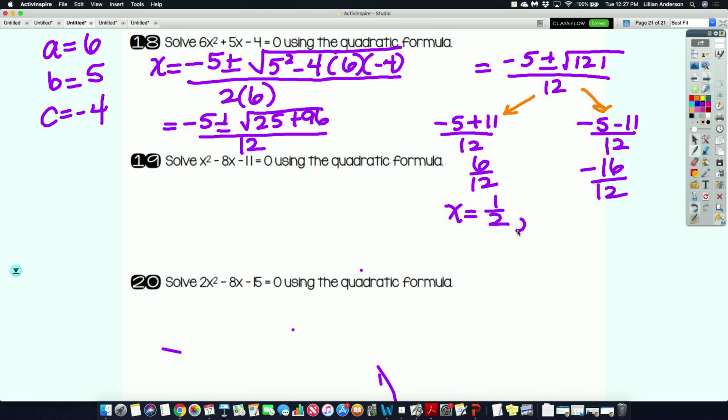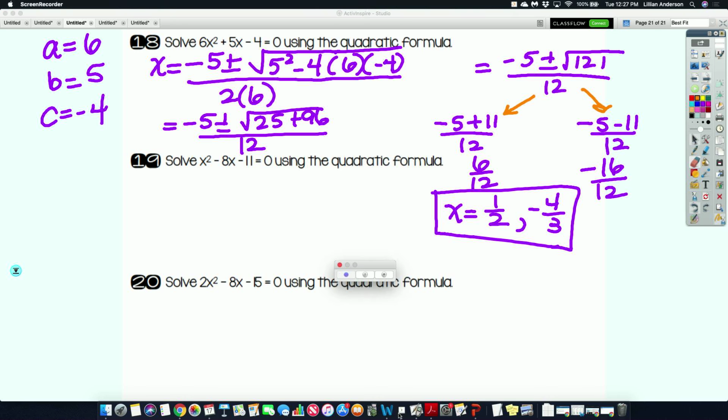Positive or negative? They're your solutions. Yes, you can have fraction answers. Okay? No need for a calculator. You guys got this.